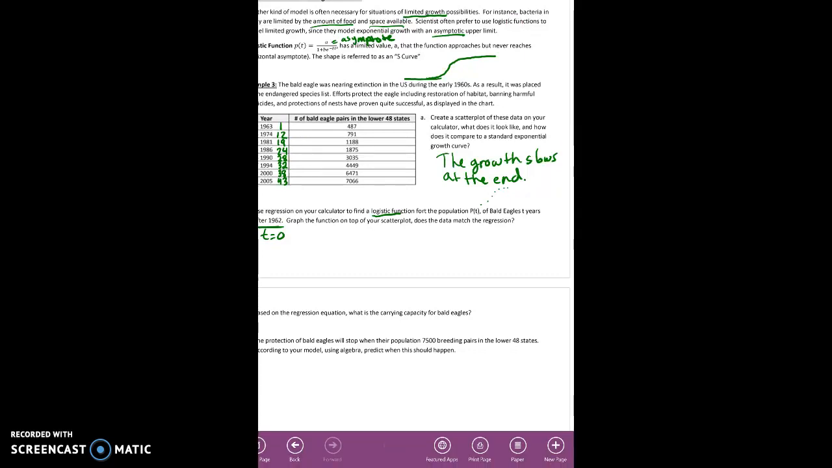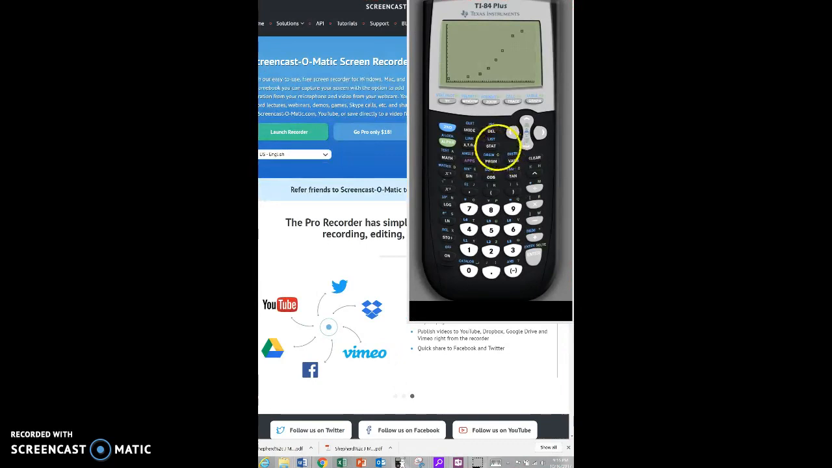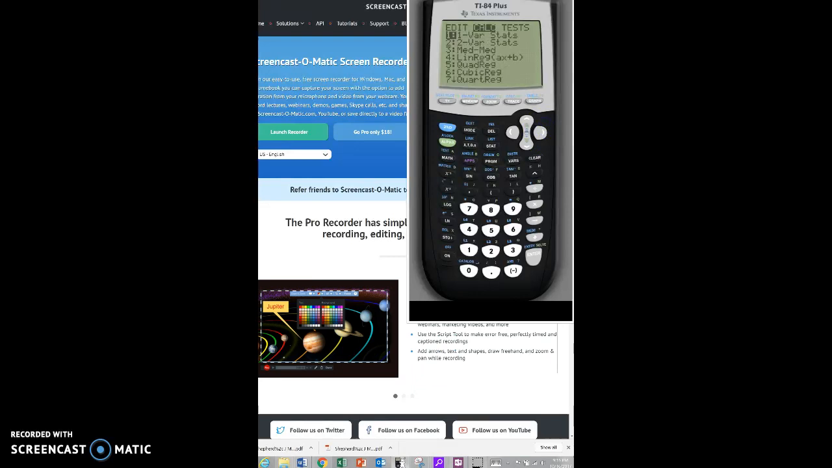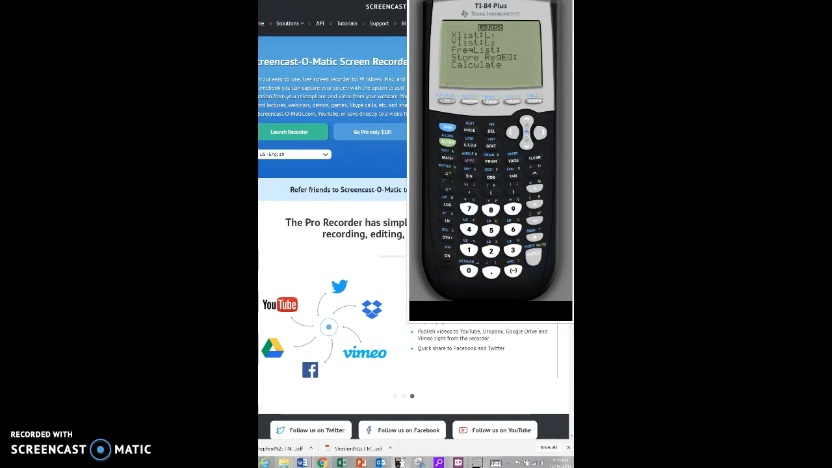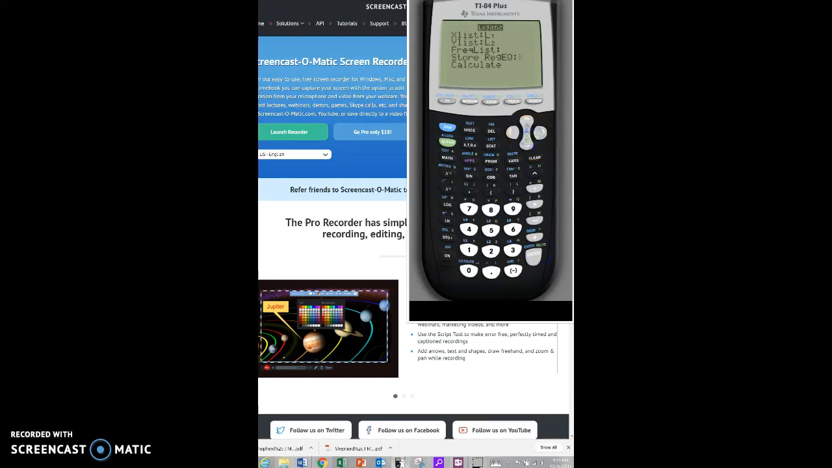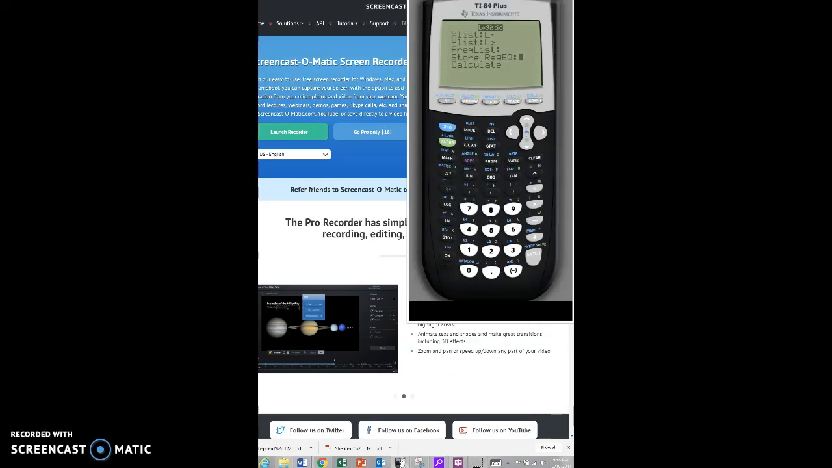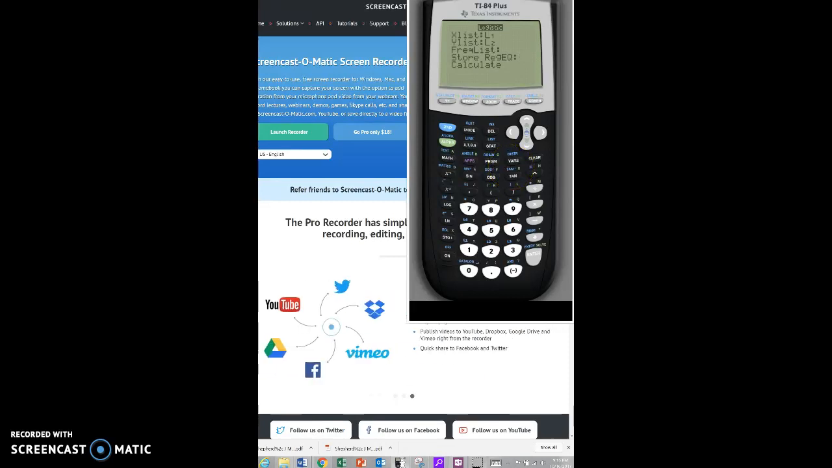So let's go back and look at our calculator again. I'm going to hit stat again, go over to calculate, and find a logistic regression. It's not very high up there. It's actually letter B. So we're going to hit logistic, and then just go ahead. I'm going to store my regression equation because the next part of that problem is asking me to graph my function on top of my scatter plot. And so if I store the equation in my y1, then I don't have to plug it in.